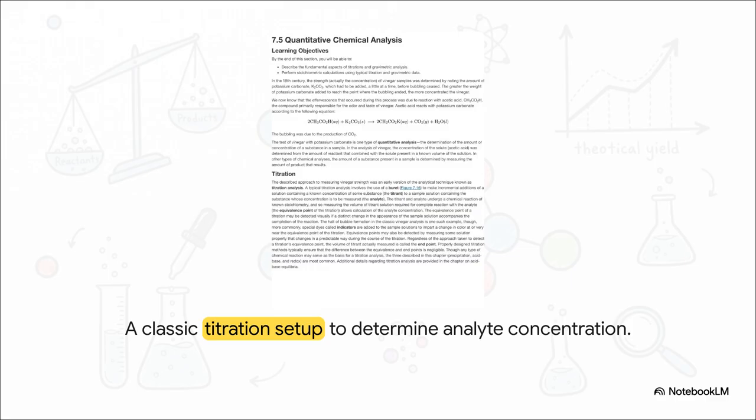We just wait for a visual change, like a color indicator suddenly turning pink, to tell us the reaction is complete. Fun fact for you, back in the 18th century, people used an early version of this exact method to test the strength of vinegar by adding potassium carbonate until the bubbling stopped.